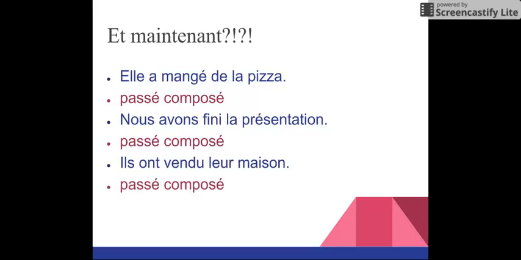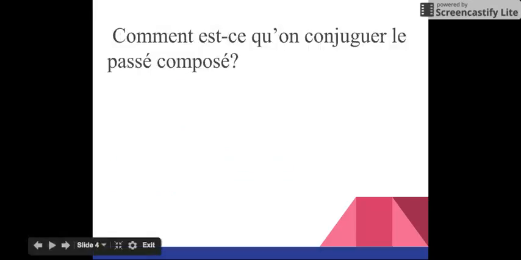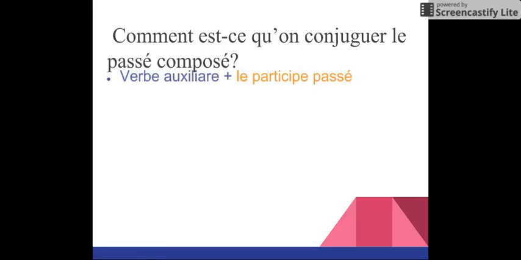All of these are examples of regular passé composé. You have the verb avoir before the past participle. In this case, the first sentence is the verb manger. In the second sentence, you have avoir and then the past participle of the verb finir, which is fini. And in the third, you have the avoir, which is the "ont", before the past participle of the verb vendre, which is vendu. So let us review how to conjugate the passé composé for regular verbs.